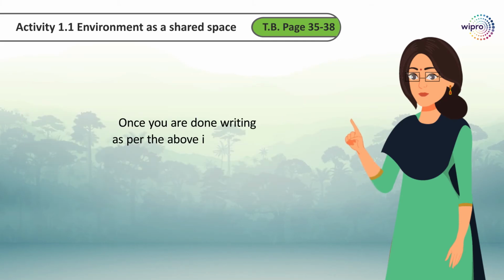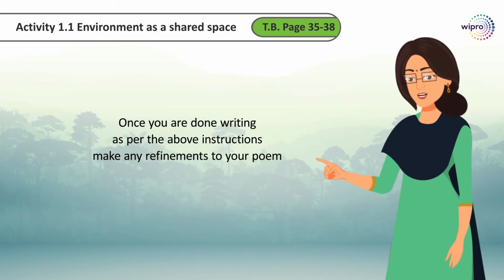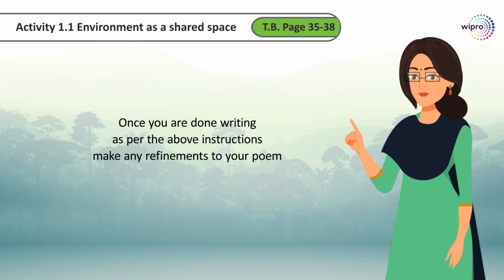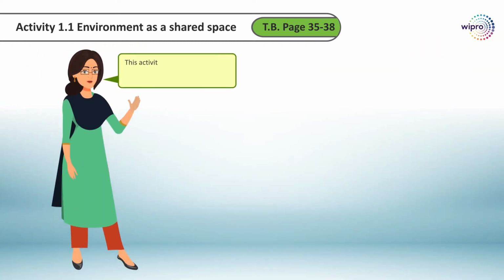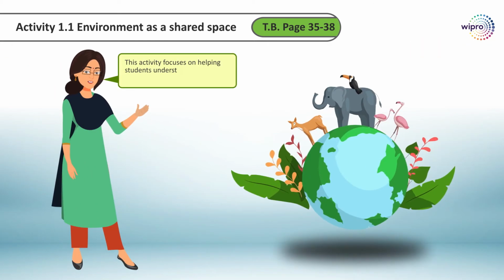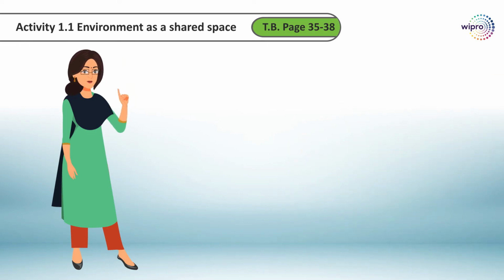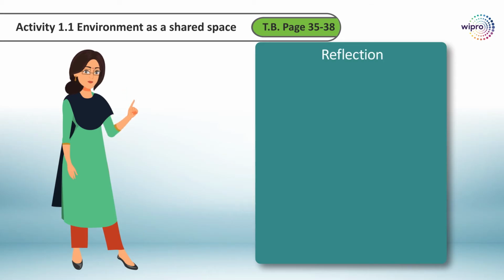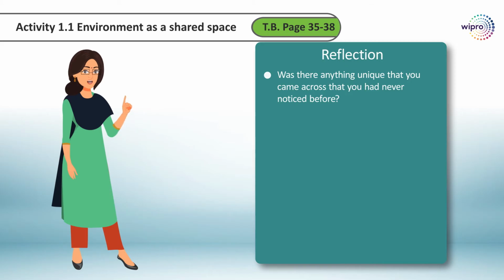Once you are done writing as per the above instructions, make any refinements to your poem. This activity focuses on helping students understand the concepts of environment and biodiversity. Some important questions to reflect on during this activity are: Was there anything unique that you came across that you had never noticed before? What kind of feelings did this activity bring about?